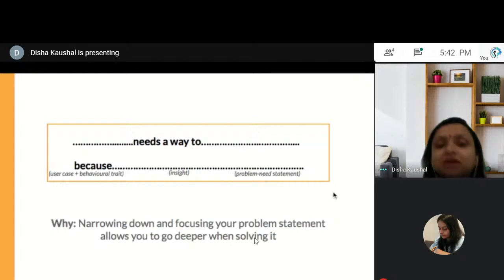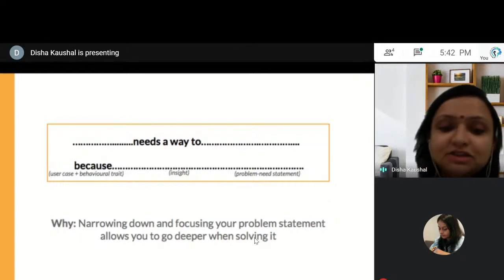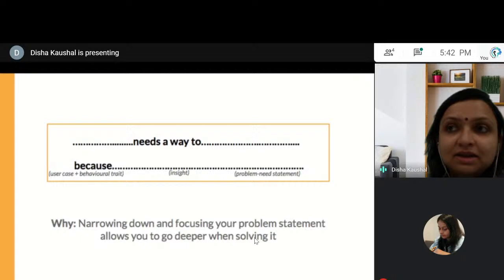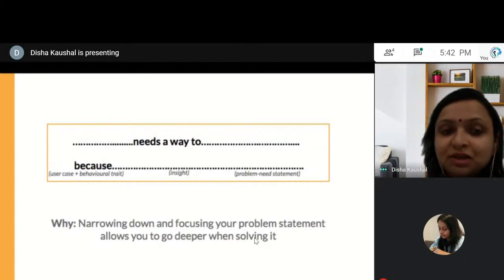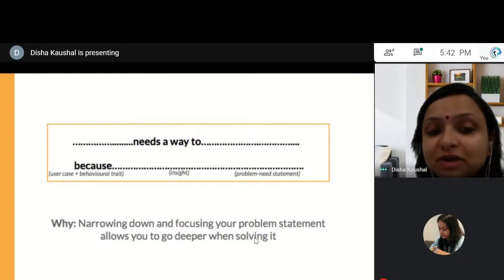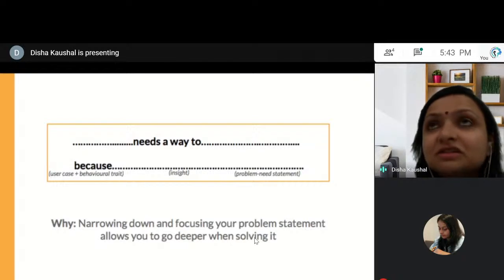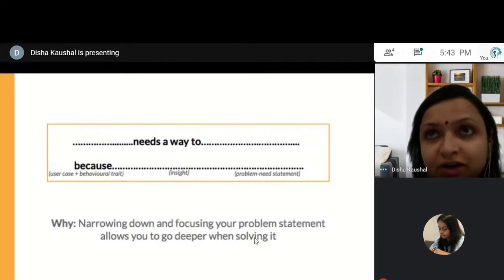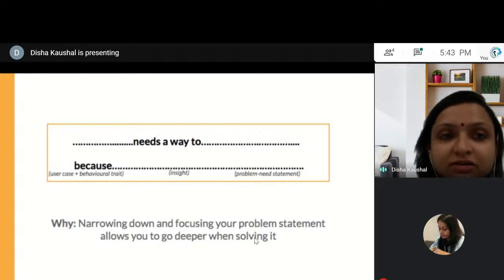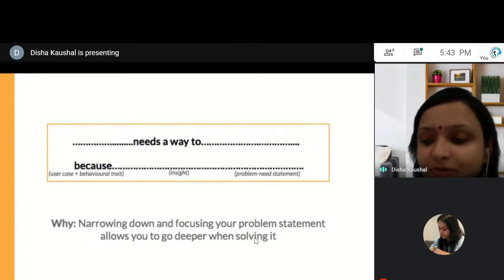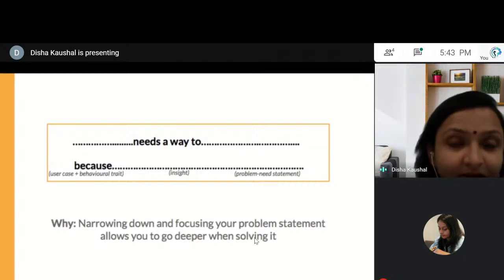Now, this template is used all across the world and is very, very effective also. But there are two things that you must always keep in mind. One is that, do not form a problem statement which is very, very narrow, because then it will only allow you to build a certain type of solution. All right. Because, say, for example, I create a problem statement. I'll give you an example of this.